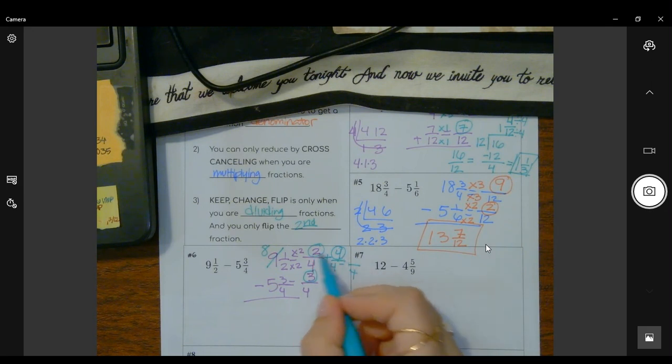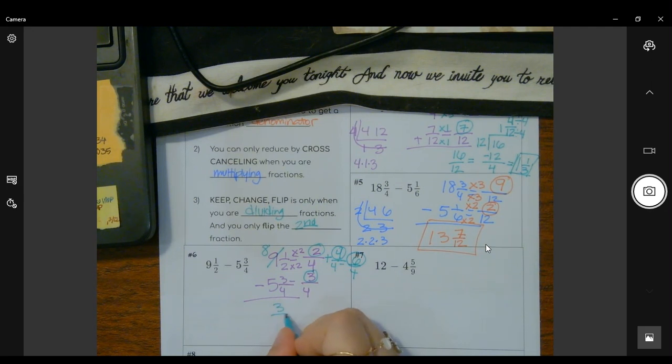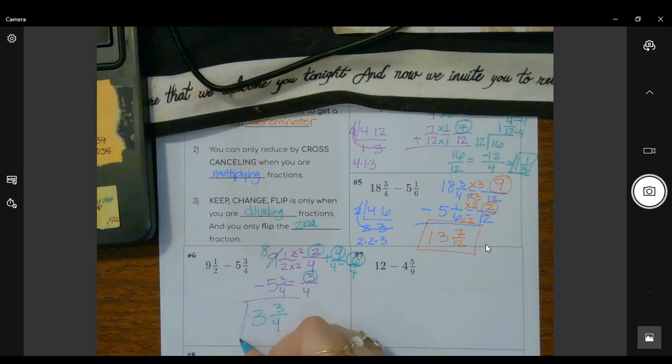Now I combine these new numerators. 2 and 4 make 6. Now you have a big enough numerator to take 3 away from. Well, 6 minus 3 is 3. Keep that denominator the same with 4. And don't forget those whole numbers. 8 minus 5 is 3. You can't reduce it, so you're done. That one was pretty tough. Okay, let's try the next one.